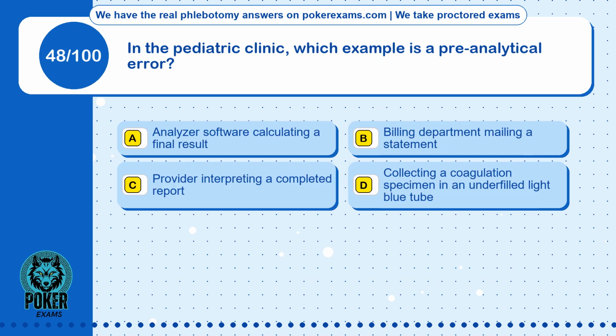Question 48. In the pediatric clinic, which example is a pre-analytical error? Option A, analyzer software calculating a final result. Option B, billing department mailing a statement. Option C, provider interpreting a completed report. Option D, collecting a coagulation specimen in an underfilled light blue tube.